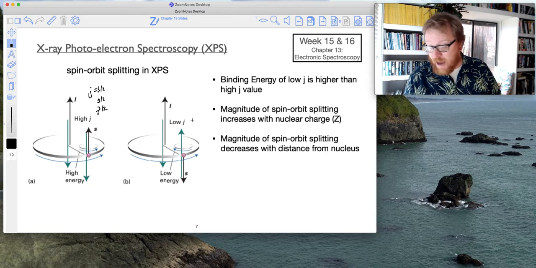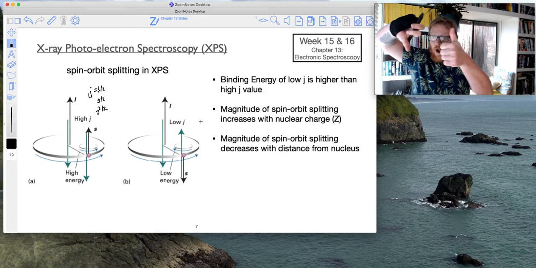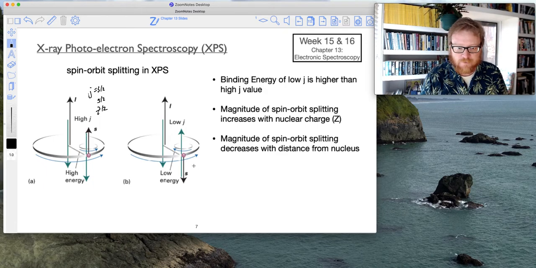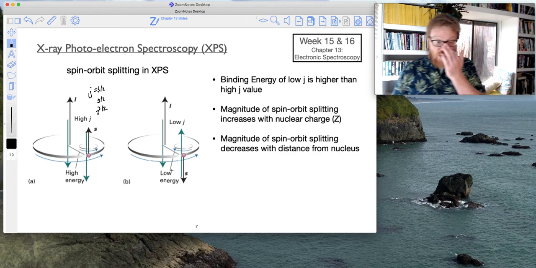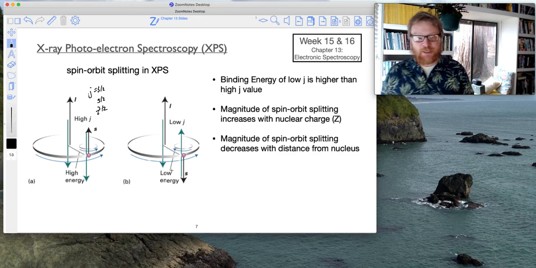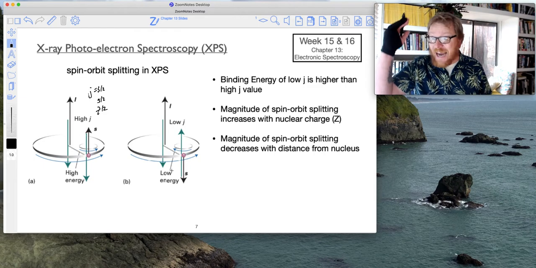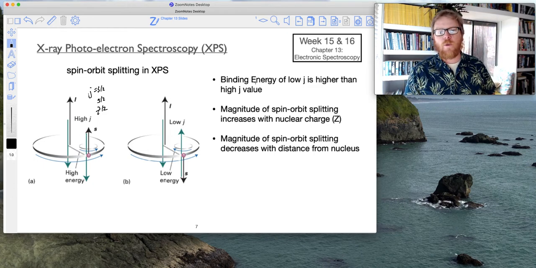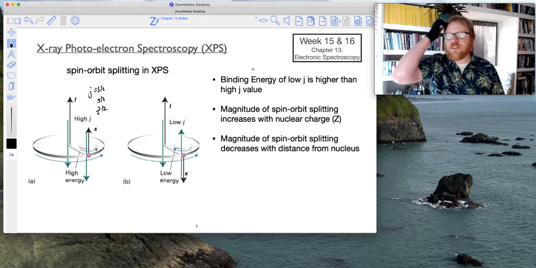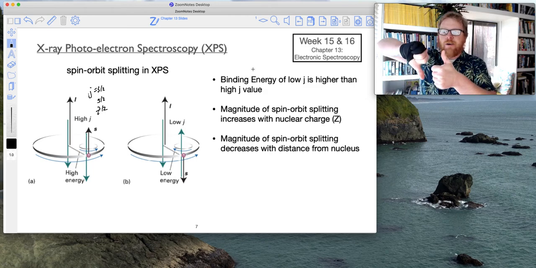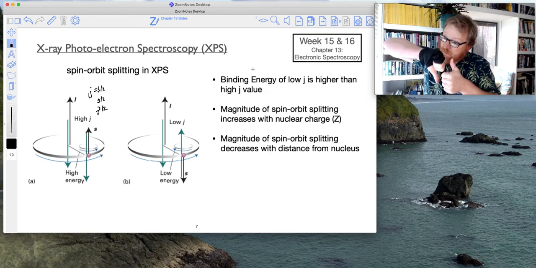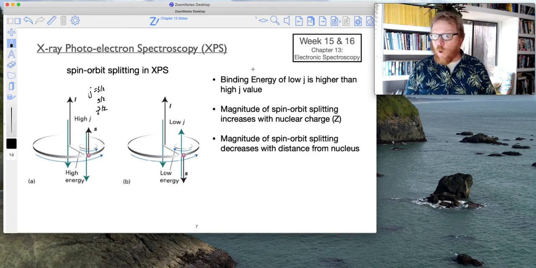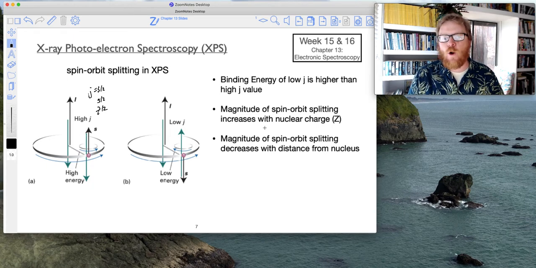Whereas the low J value, they are unaligned, right? They're anti-parallel. And so that's actually why the low J value has a lower energy and consequently a larger binding energy to remove it, okay? So the binding energy of low J is higher than the high J value, and because of the way those angular momentums are anti-parallel, that makes that electron stuck to the core a little bit, it's bound a little bit more tight, okay?